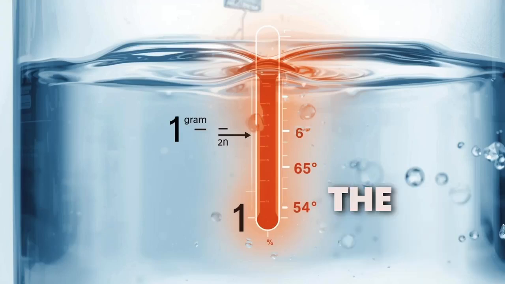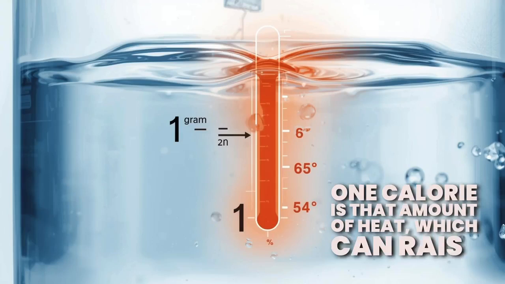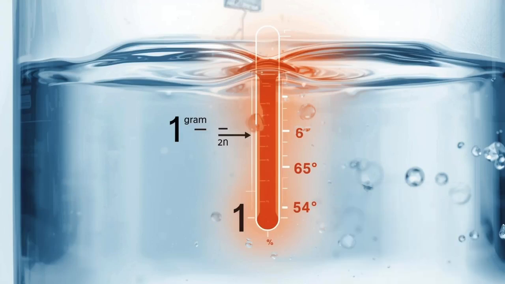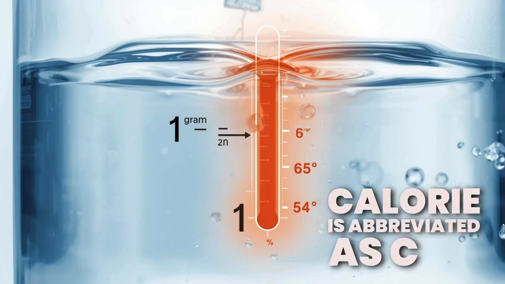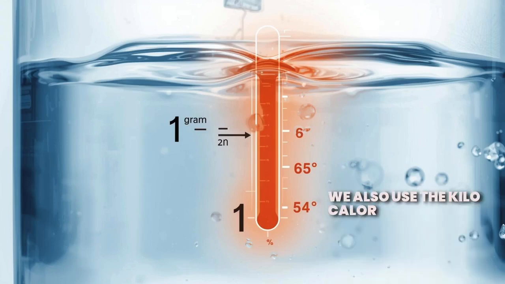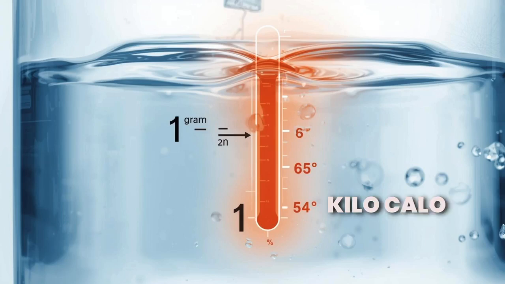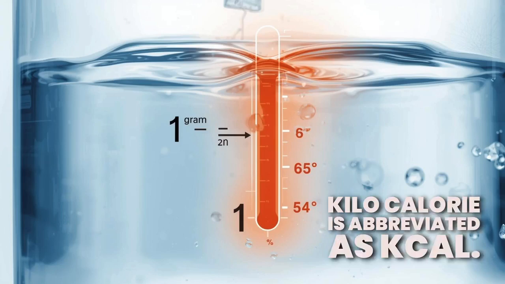Unit of heat. The unit of heat is calorie. 1 calorie is that amount of heat which can raise the temperature of 1 gram of water by 1 degree Celsius. Calorie is abbreviated as cal. We also use the kilocalorie to measure the amount of heat. 1 kilocalorie equals 1000 calories. Kilocalorie is abbreviated as kcal.